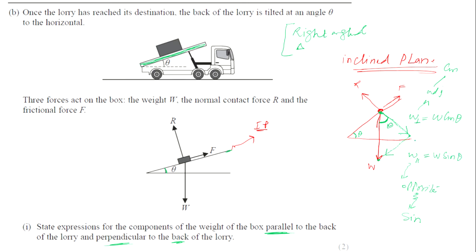So the summary is this weight has two components. One is perpendicular to the back, and this is W cos theta, the perpendicular component, and the other component is parallel to the plane, acting on the box. So you can draw this component here. This is W sine theta. So this is the parallel component that you need to write. So parallel component and perpendicular component.